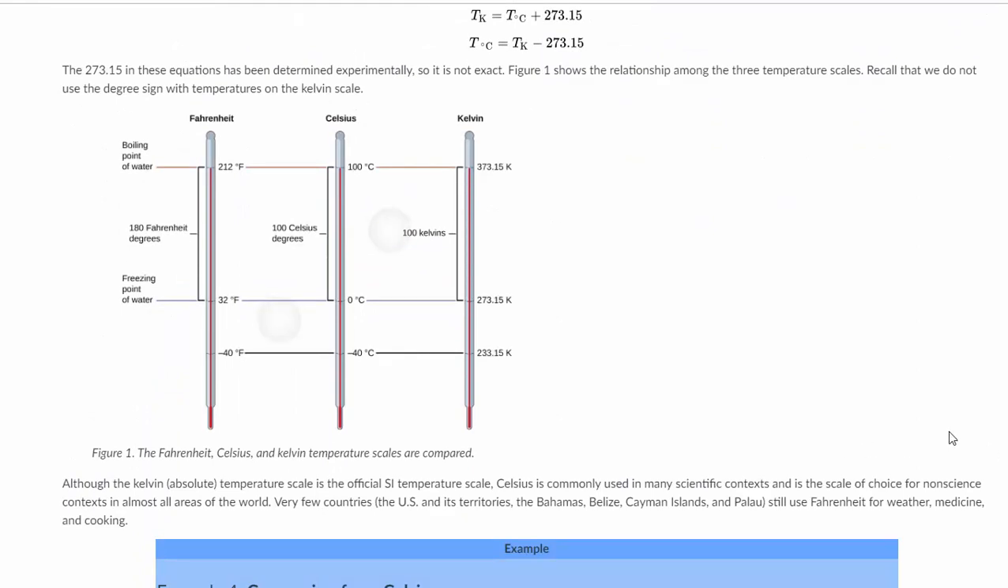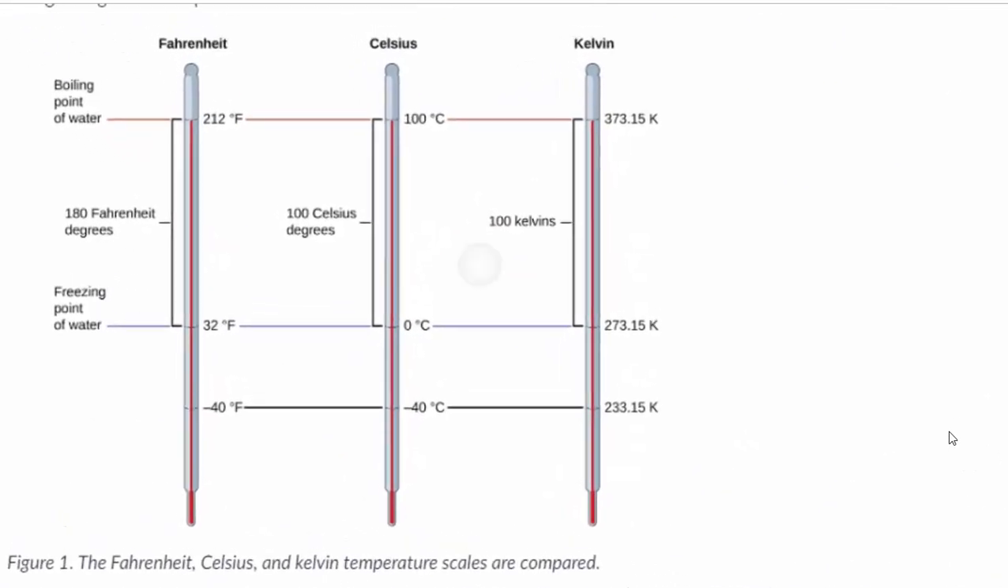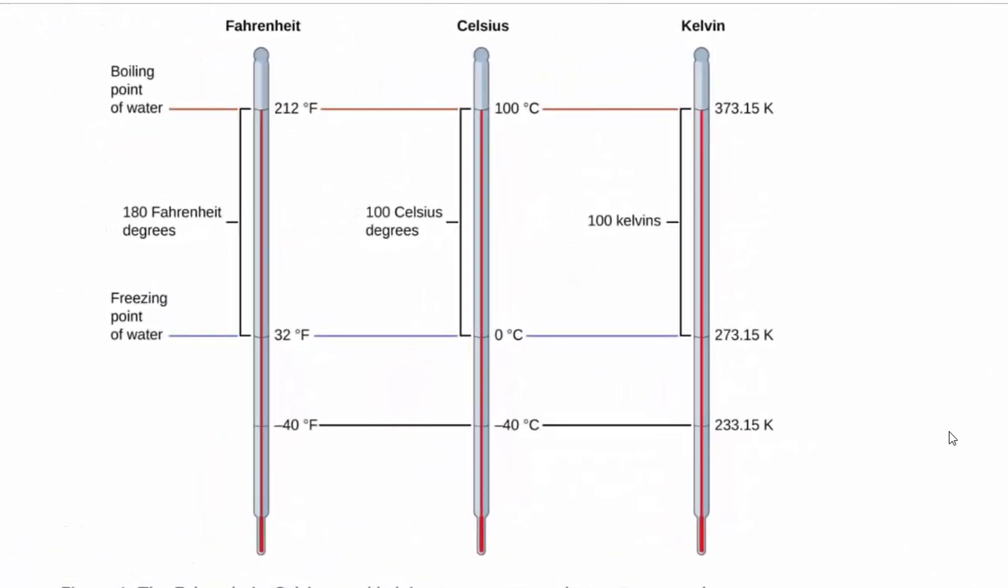So you see the boiling water line for Fahrenheit is at 212 degrees Fahrenheit. Boiling water for Celsius is 100 degrees. Boiling water for Kelvin is 373.15 degrees Kelvin. The freezing point in Fahrenheit is 32 and 273 in Kelvin. So you see a Kelvin degree has the same difference, basically, as a Celsius degree.